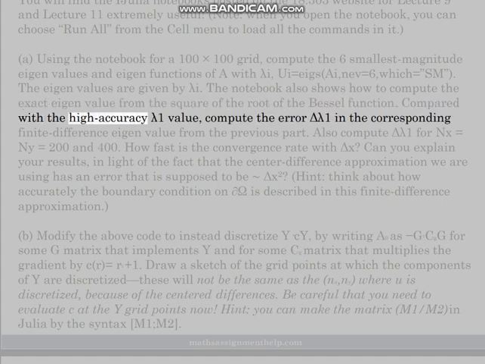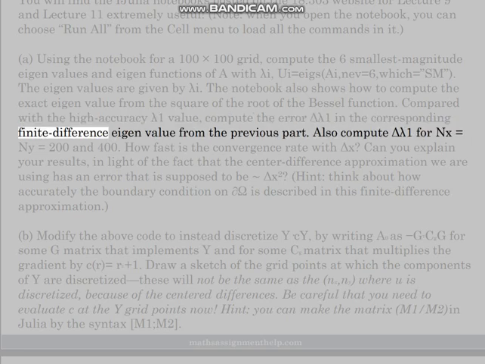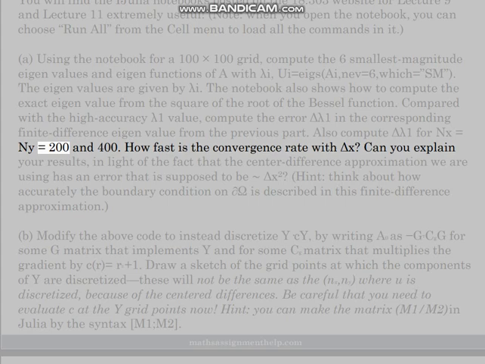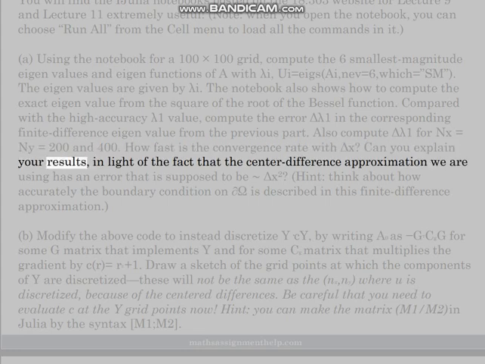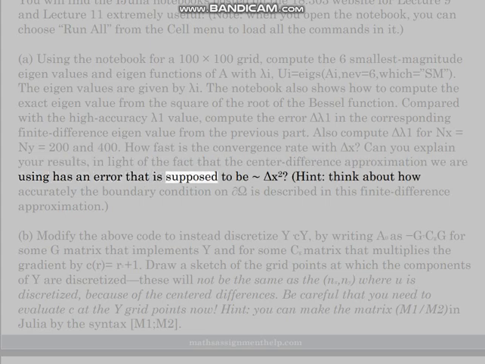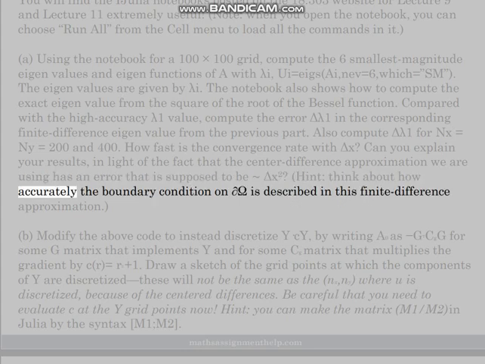Compared with the high accuracy lambda 1 value, compute the error delta lambda 1 in the corresponding finite difference eigenvalue from the previous part. Also compute delta lambda 1 for nx equals ny equals 200 and 400. How fast is the convergence rate with delta x? Can you explain your results, in light of the fact that the center difference approximation we are using has an error that is supposed to be order delta x squared? Hint: think about how accurately the boundary condition on del omega is described in this finite difference approximation.